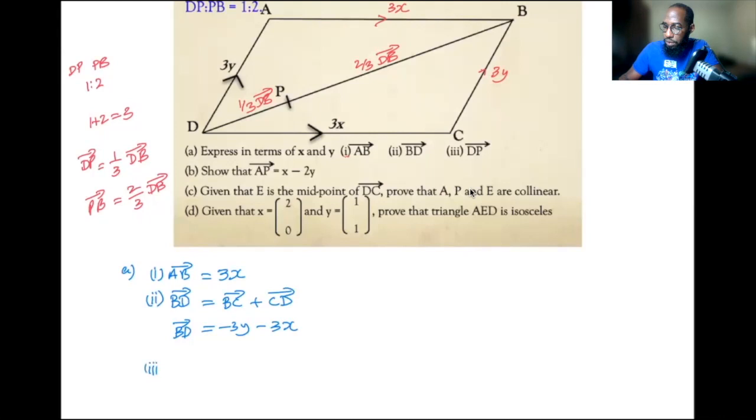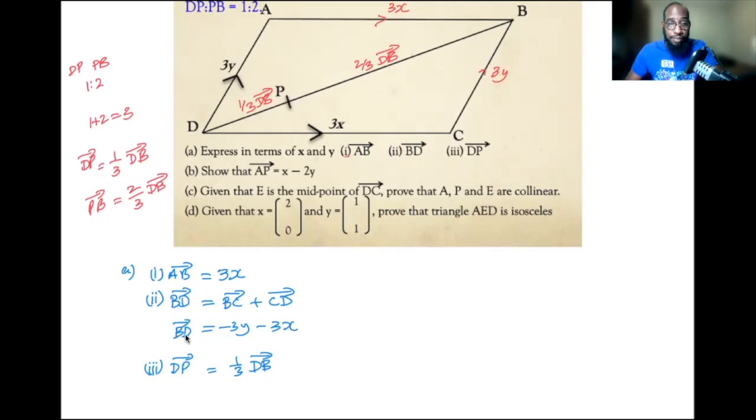Now we come to part 3. We need to find what is DP. DP is equal to, from the diagram, 1/3 DB. Right now, do we have DB? I will say yes. If we look at this here, we see we have BD. You have to look to see if you have the reverse of it. The reverse of BD is DB.